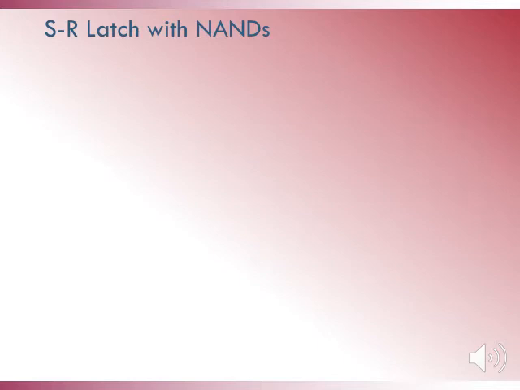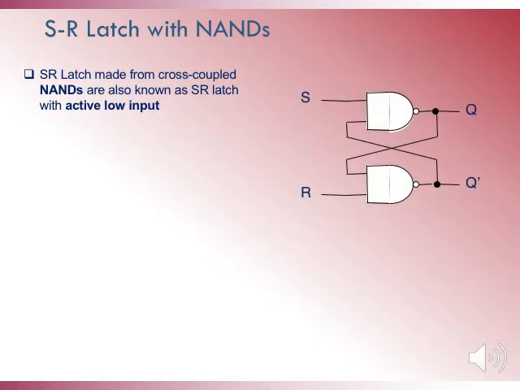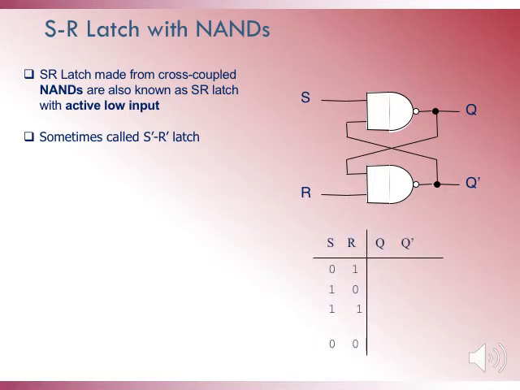The SR latch made from NAND gates is also referred to as the SR latch with active low input. The diagram shows the SR latch having two inputs S and R and the outputs are Q and Q bar. Sometimes it is also referred to as the S bar R bar latch. The operation can be best understood with the help of the truth table with two inputs S and R with all the four combinations and two outputs Q and Q bar.